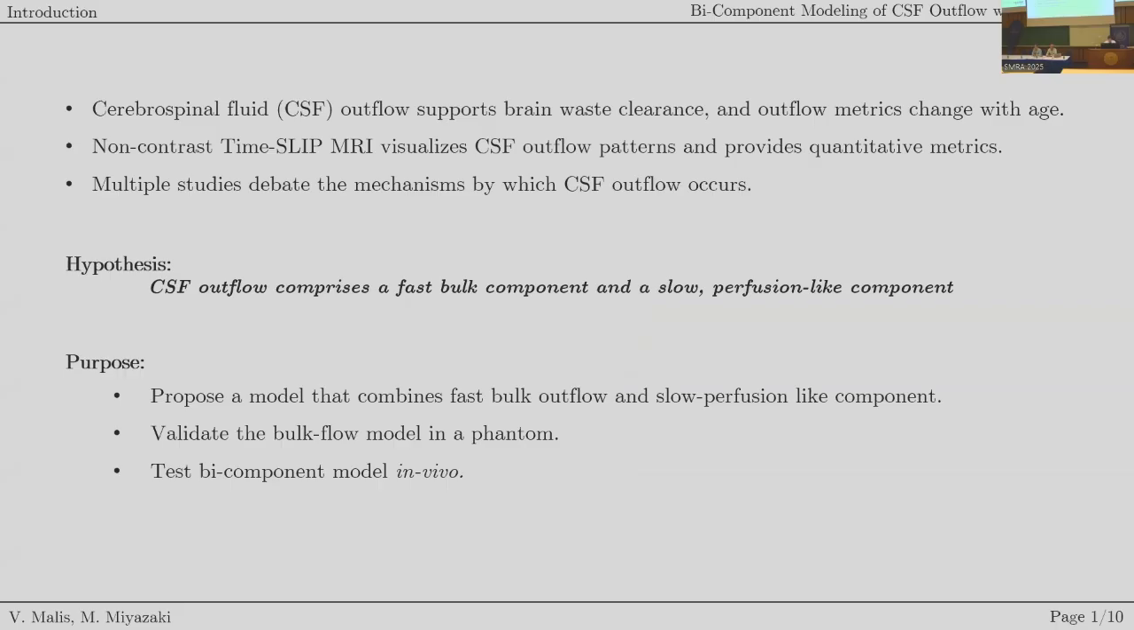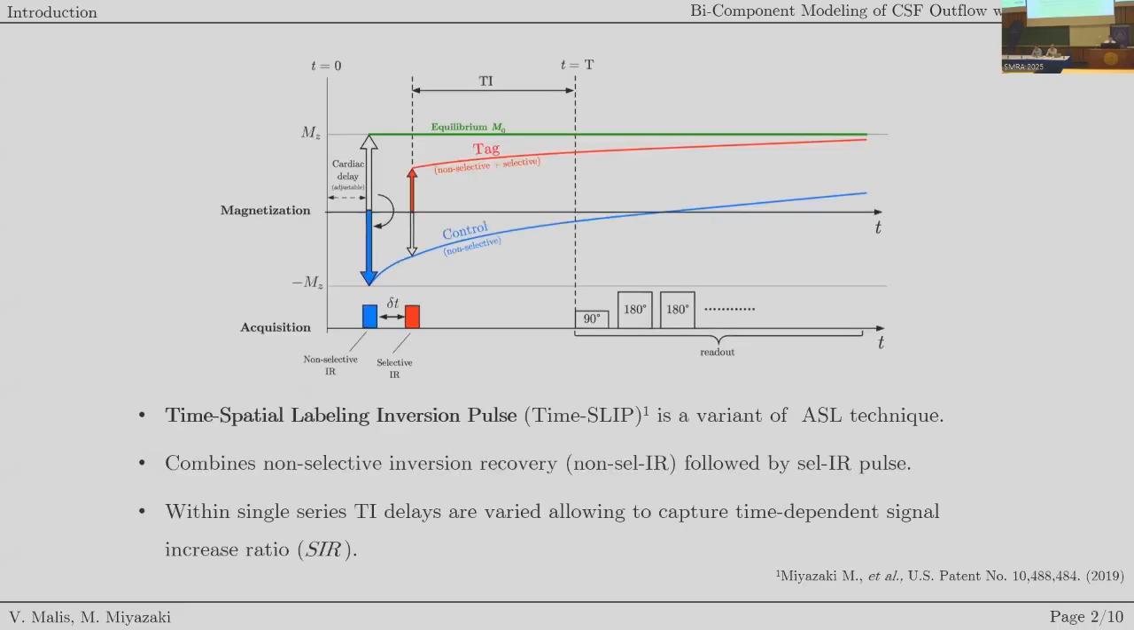So for this study, the hypothesis was that CSF outflow comprises a fast bulk component and a slow perfusion-like component. The purpose of the study was to propose a model that combines these two components, validate the bulk flow model in a phantom, and test the bicomponent model on in vivo data in healthy volunteers.